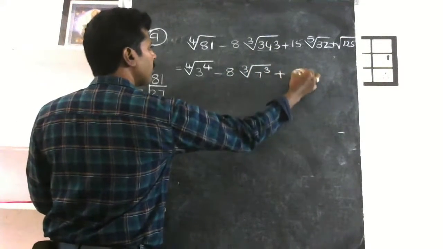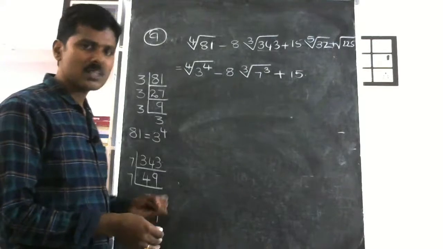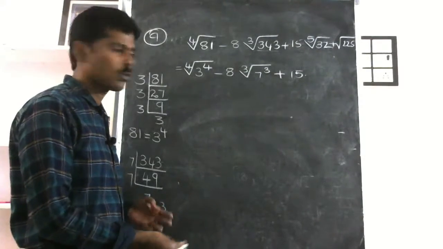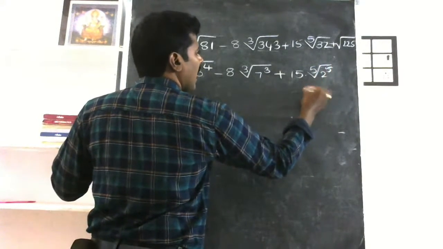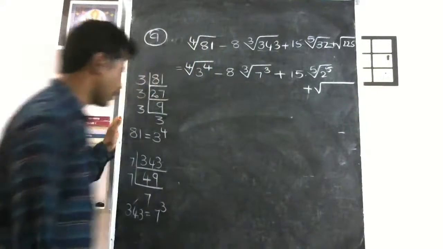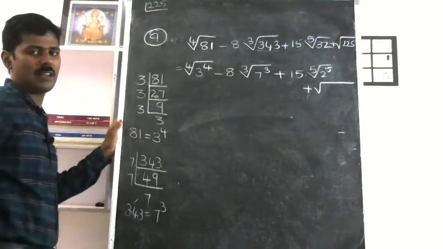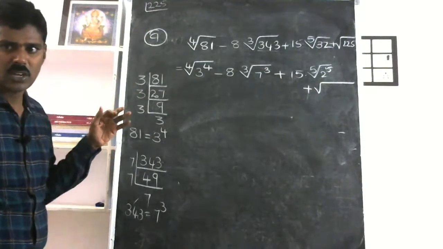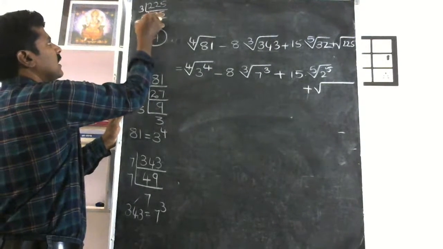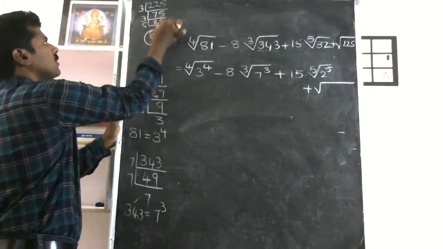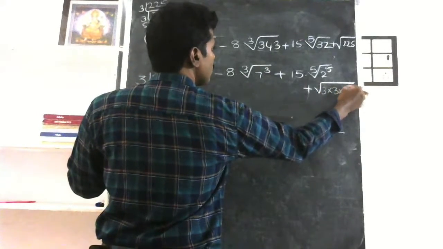And similarly 15 into the 5th root of 32. 32 can be written as follows: if you go with 2, it divides by 2, 2 16s, 2 8s, 2 4s, 2 2s. So you will get five 2s, so the 5th root of 2 to the power 5. And finally the square root of 225. Generally we go with 5 directly, but I prefer to start with prime numbers. So I will get 3 first, 3 75s, then 3 25s, then the rest with 5. So 5 into 5. So finally I got 3 into 3 into 5 into 5.